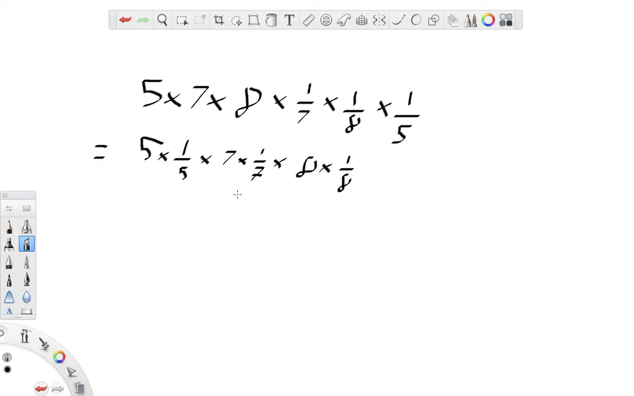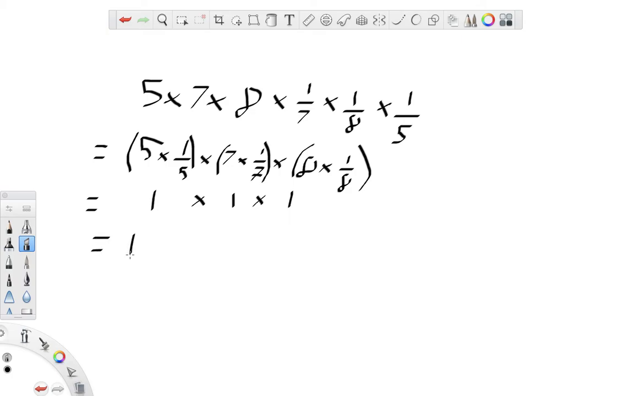Then we could use our associative law to put brackets around this. So we get 5 times a fifth, 7 times a seventh, and 8 times an eighth. So 5 times 1 over 5, well, from the work that we've done so far, we know that when we take a number and times it by its multiplicative inverse, we get the multiplicative identity, which is 1. So 7 times 1 over 7 is also 1, and 8 times 1 over 8 is also 1. So we get 1 times 1 times 1, and that is, of course, 1.